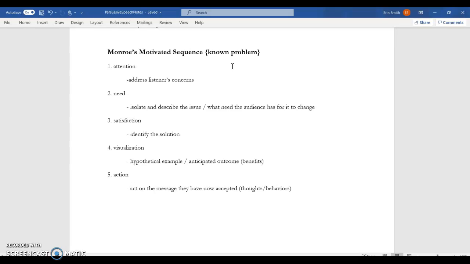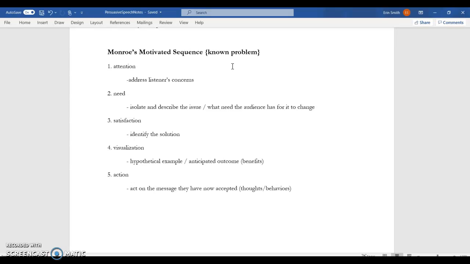So you're going to isolate and describe the issue at hand. What need the audience has for it to change. Satisfaction, that is identifying the solution. So you've brought up the problem, you're connecting with them, letting them know that they need to change, and you're presenting a solution because you shouldn't tell people that there's a problem without having a solution.